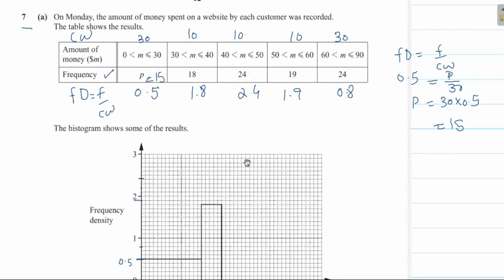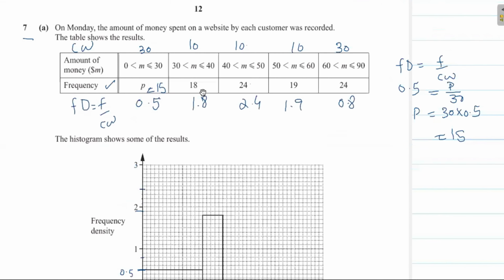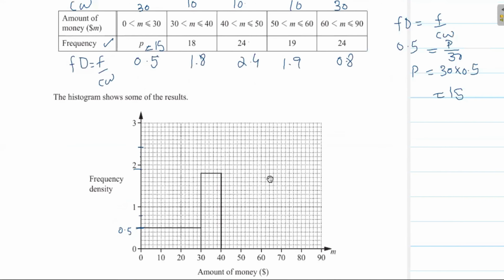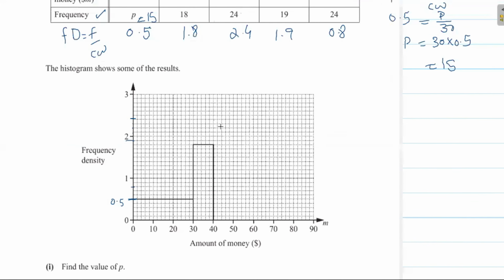Now we draw the graph here, and this graph is between frequency density and the class interval. The third class interval is 40 to 50. We mark the 40 to 50 against 2.4. Now this point is 2.4. We draw the bar here, and this bar from 40 to 50 is the line. Okay.